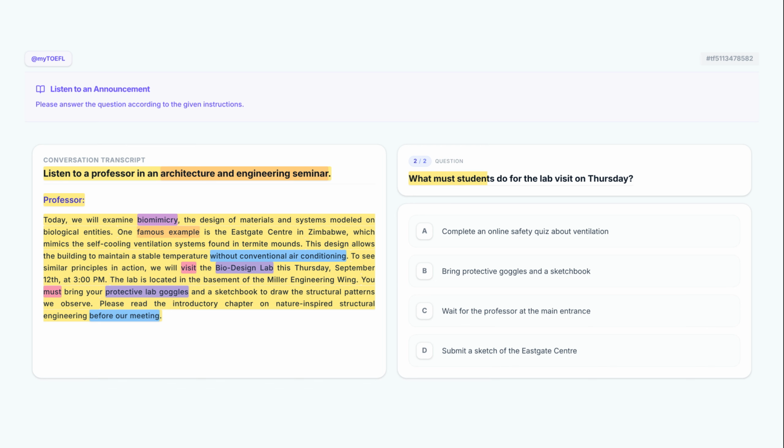What must students do for the lab visit on Thursday? This question focuses on a specific detail regarding the lab visit. We need to recall the requirements mentioned for Thursday. Let's evaluate the options. Let's evaluate option A.